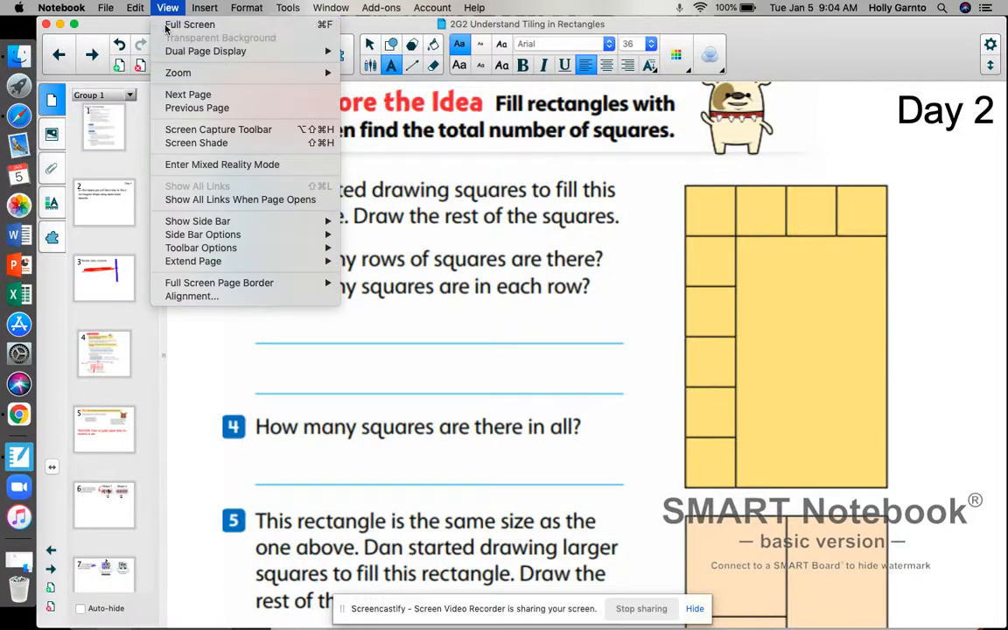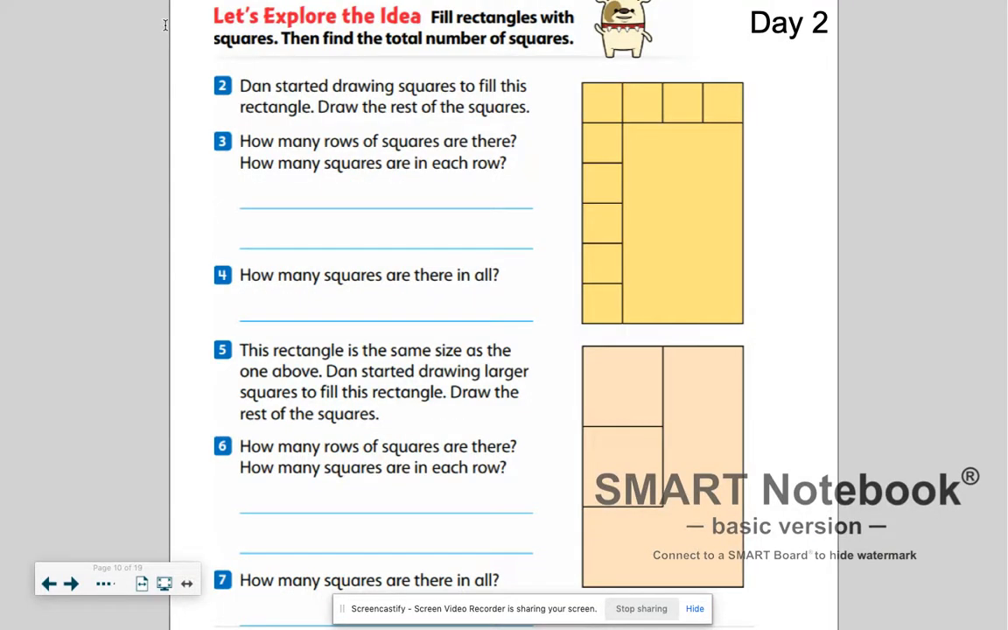Hey guys, this is the video for Wednesday, January 6th. And then yesterday we talked about how we can split a rectangle into equal size squares.